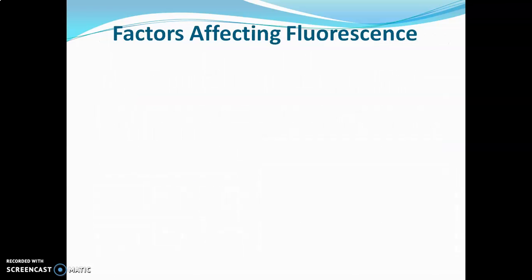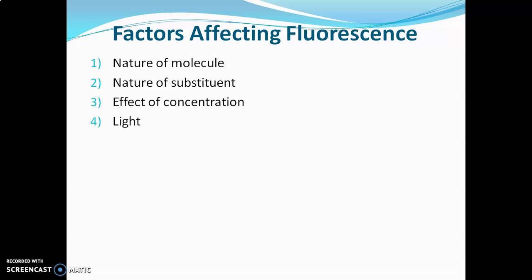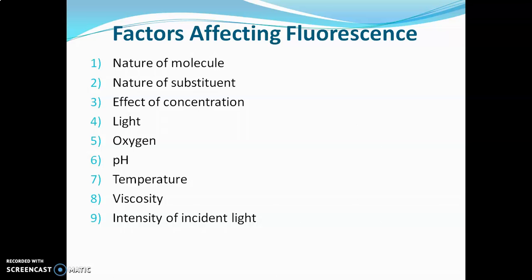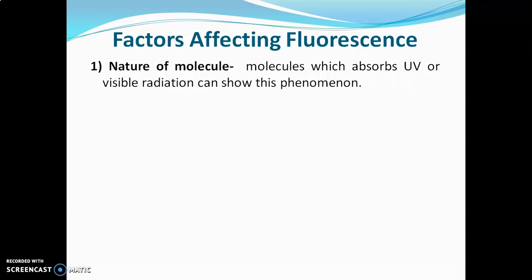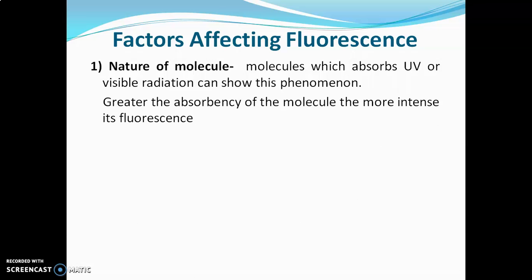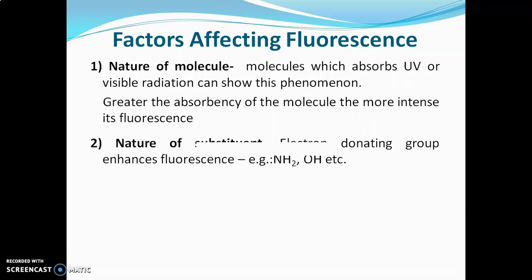Now we'll go for factors affecting fluorescence. The first factor is nature of molecule. Next is nature of substituent, effect of concentration, light, oxygen, pH, temperature, viscosity, intensity of incident light. Now we'll see in detail one by one. Nature of molecule. The molecule which absorbs UV or visible radiation can show this phenomenon. The greater the absorbency of the molecule, the more will be the fluorescence.